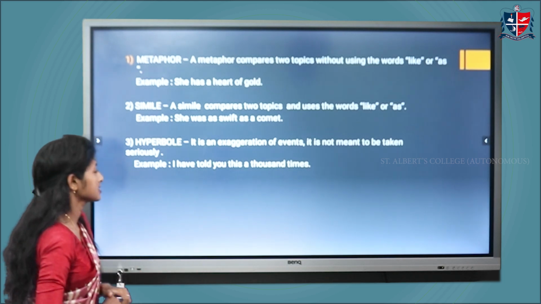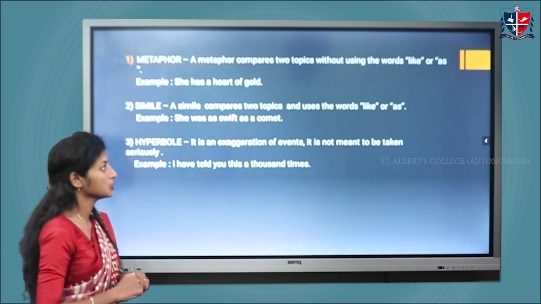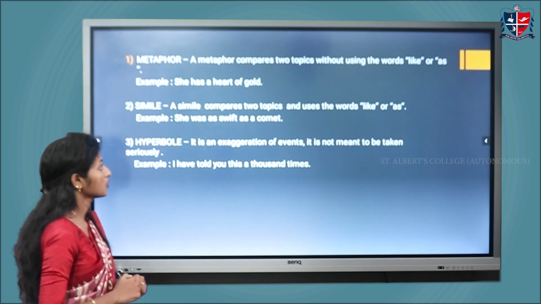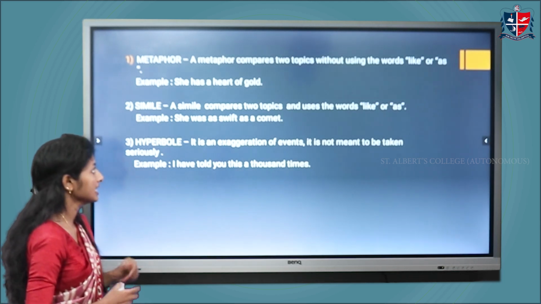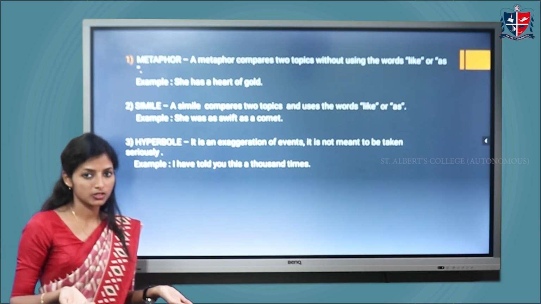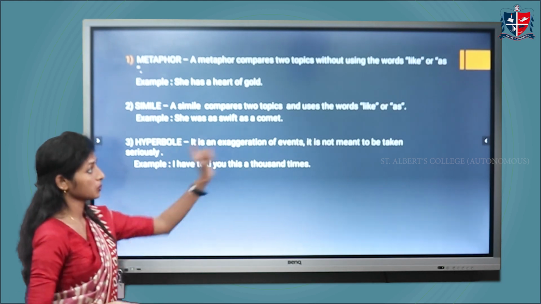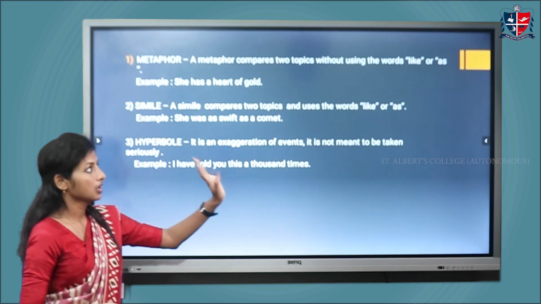The second one is simile. A simile compares two topics and uses the words like or as. Example: she was as swift as a comet. So simile is when you compare two different topics using the words like or as.